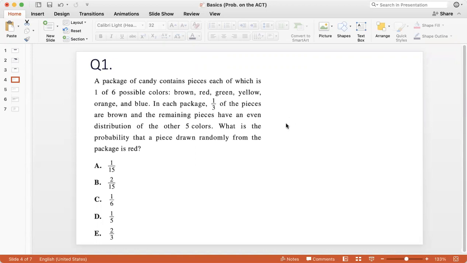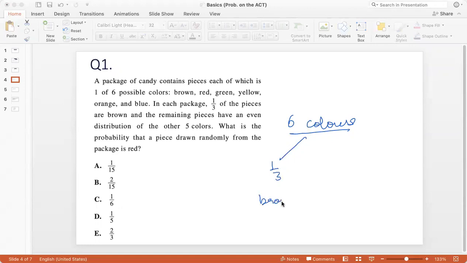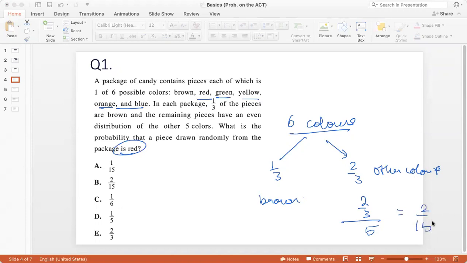So you can see that there are 6 colors, right? Of which 1/3 are brown. So 2/3 are the other colors. Each of the other 5 colors together make 2/3. And so one color out of these 5 colors will be 2/3 divided by 5, because these 5 colors are red, green, yellow, orange, and blue. So just one color, red, would be 2/3 divided by 5, which is 2/15.